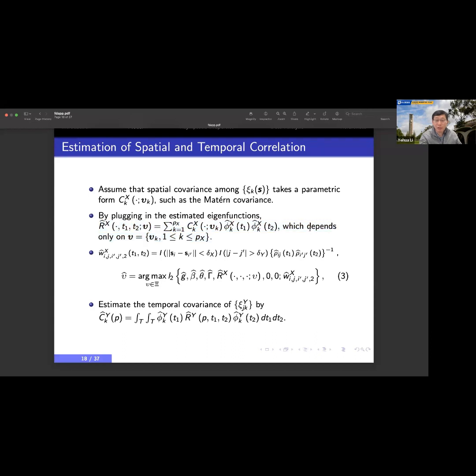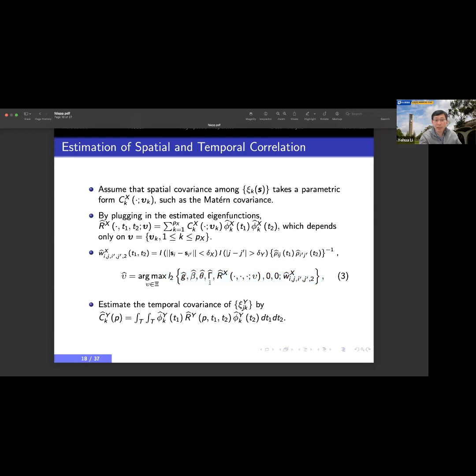It is known up to a few unknown parameters. All you have to do is to estimate these spatial covariance parameters. Now we're gonna use the composite likelihood approach again, because the second order intensity function tells us everything we need to know about the spatial correlation and the temporal correlation.